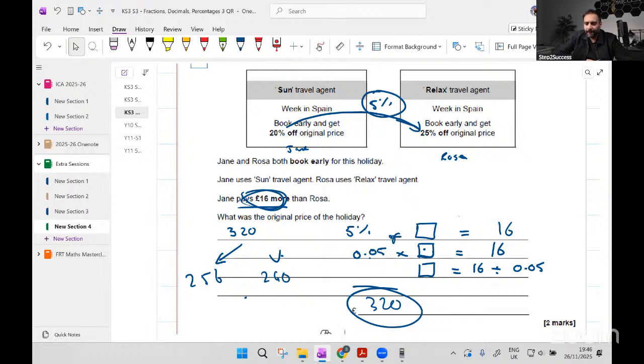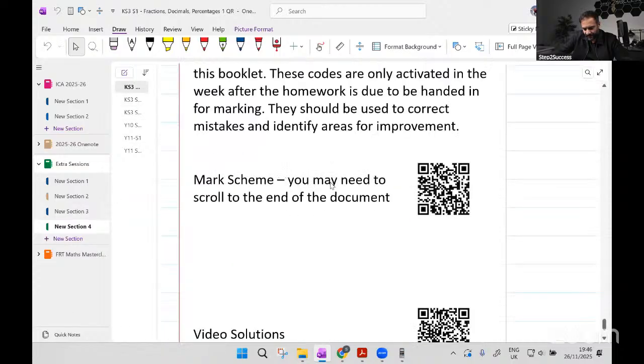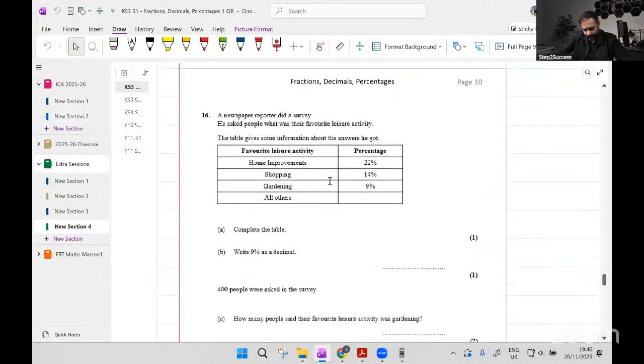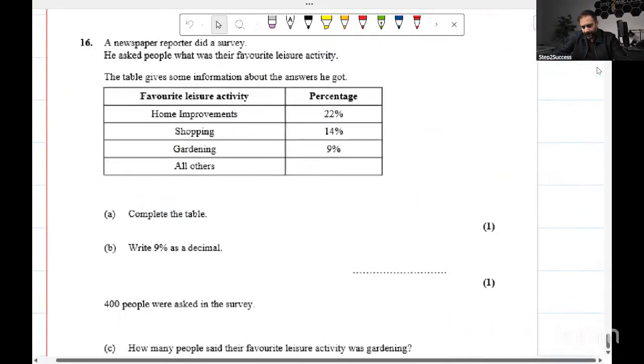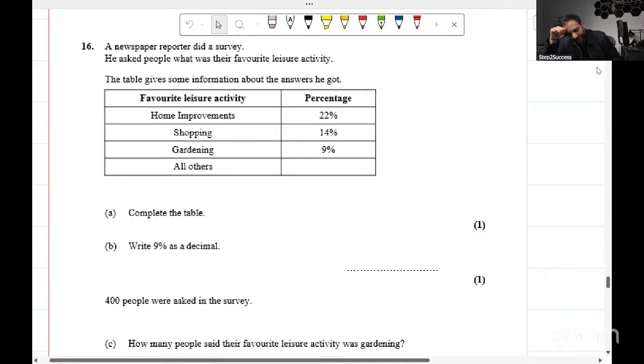Right, let me do question six, booklet two, but I want to do the booklet one question because nobody has asked anything from there yet. 16C. Okay, this last one here. A newspaper reported a survey. He asked people what their favorite leisure activity was. There's some information about the answers he got.